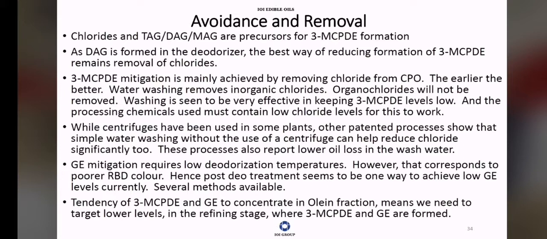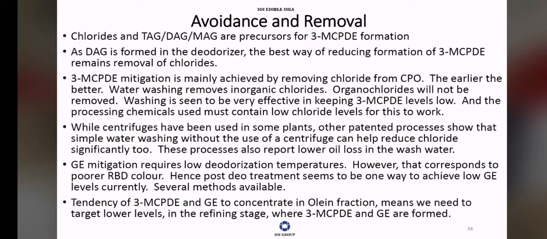But we need to be careful of the processing chemicals used. When I say processing chemicals, I'm referring to the degumming acids and the bleaching earths, because they also can contain chlorides. And after you've done all the hard work of removing the chlorides, there's no point adding them back in. So we must be selective of the chemicals that we use for this process.